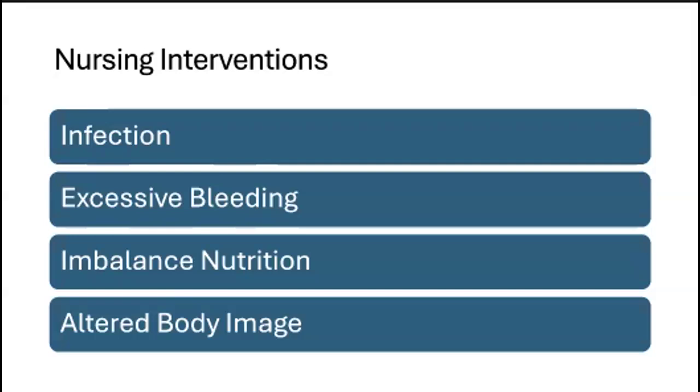And then altered body image: education on hair loss and what we can do for that, encouraging verbalization of feelings about it, suggesting coping strategies, and early return to school when possible. So those are some ideas for nursing interventions.